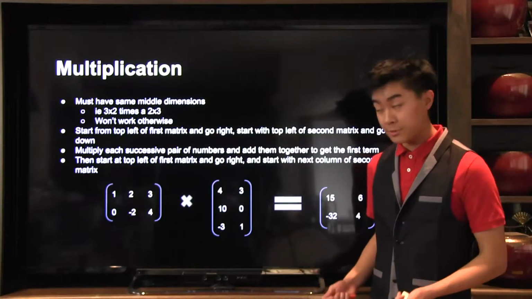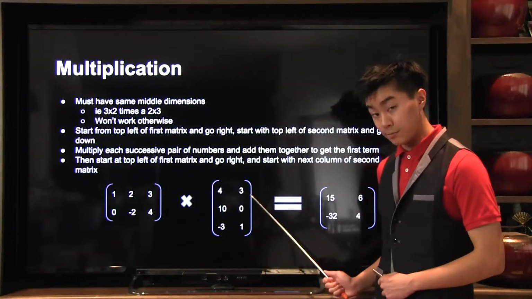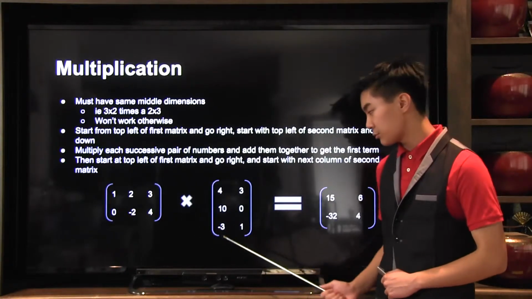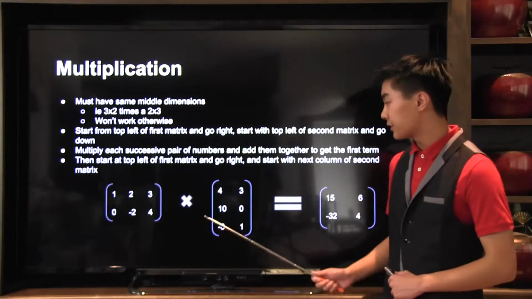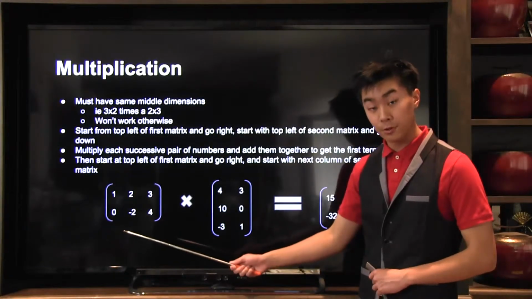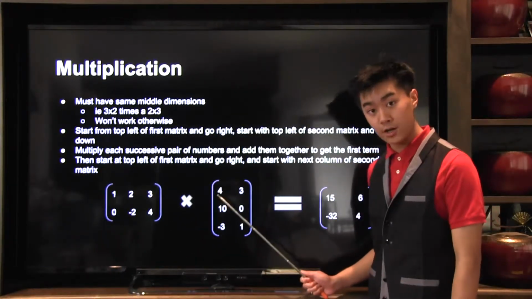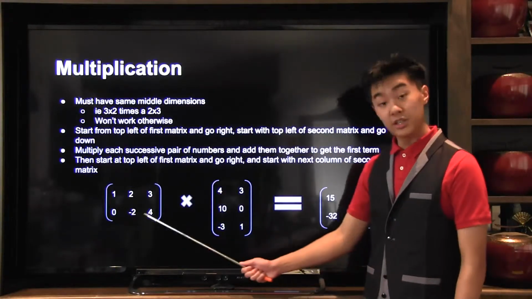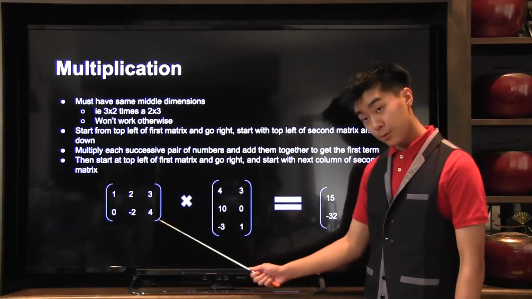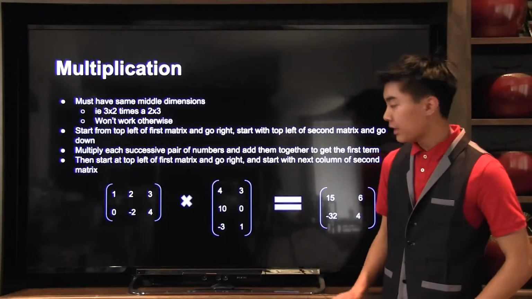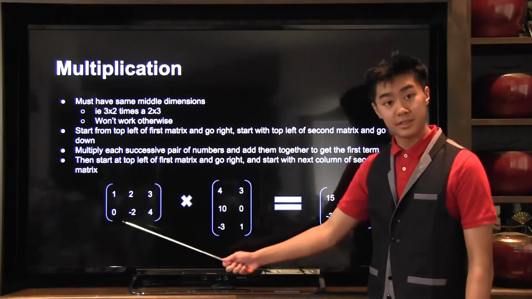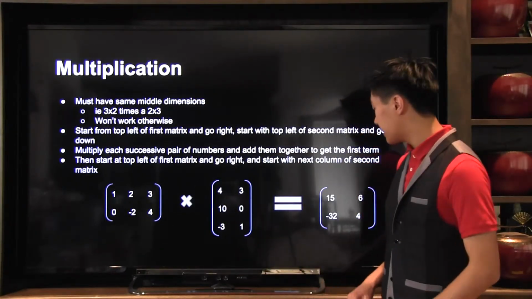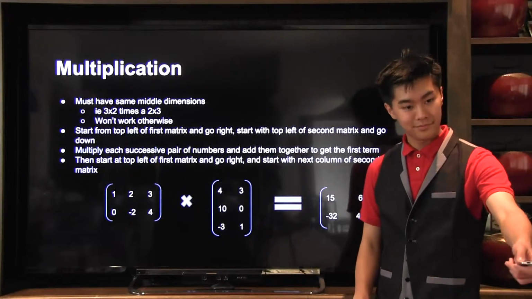Now, in order to keep going, you simply move to the second column of the first matrix. So 1 times 3 plus 2 times 0 plus 3 times 1, which equals 6. Now, for the next numbers, you move down to the second row of the first matrix and move back to the first column of the second matrix. So, you end up with 0 times 4 plus negative 2 times 10 plus 4 times negative 3, which is negative 32. Then you move over to the next column, so 0 times 3 plus negative 2 times 0 plus 4 times 1, you end up with the final matrix.